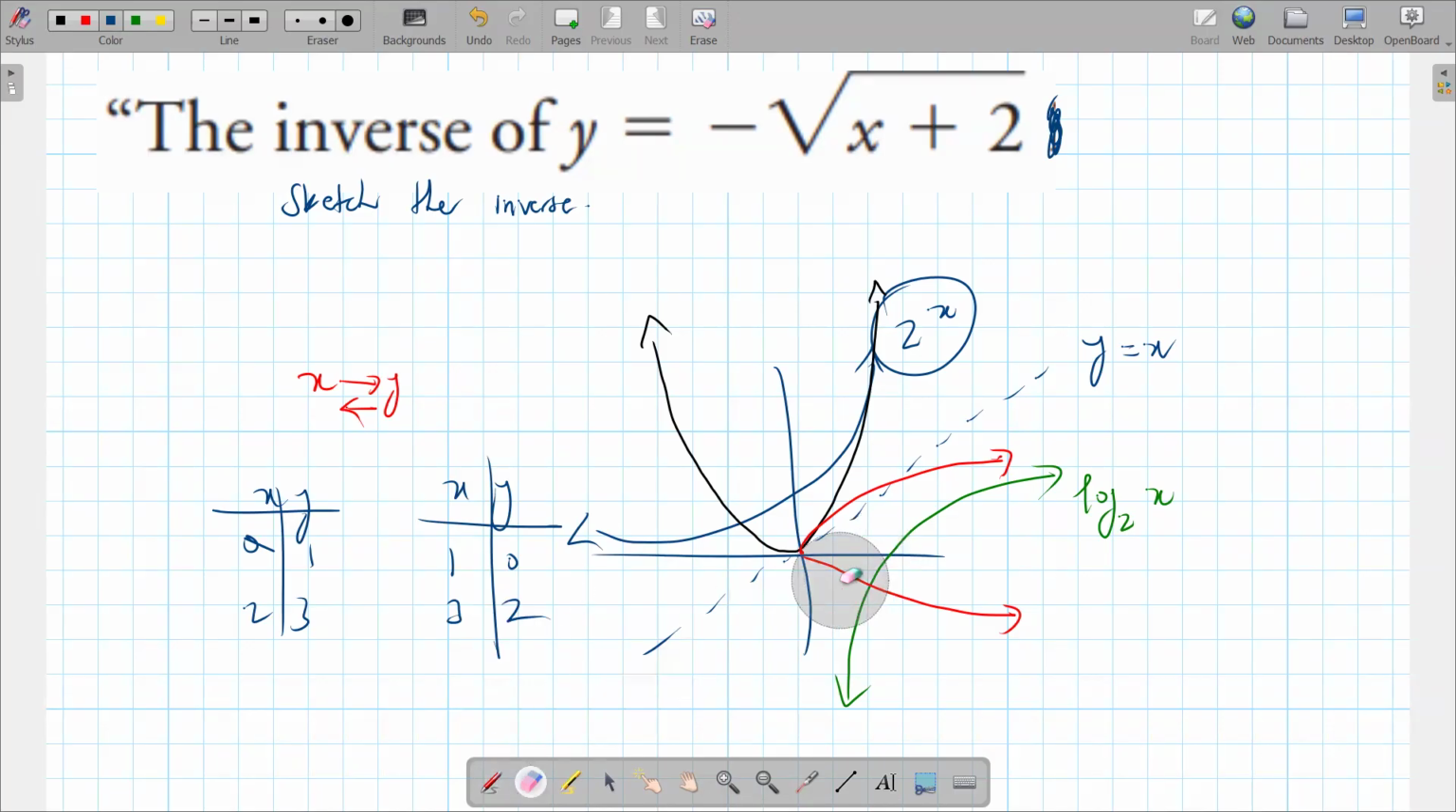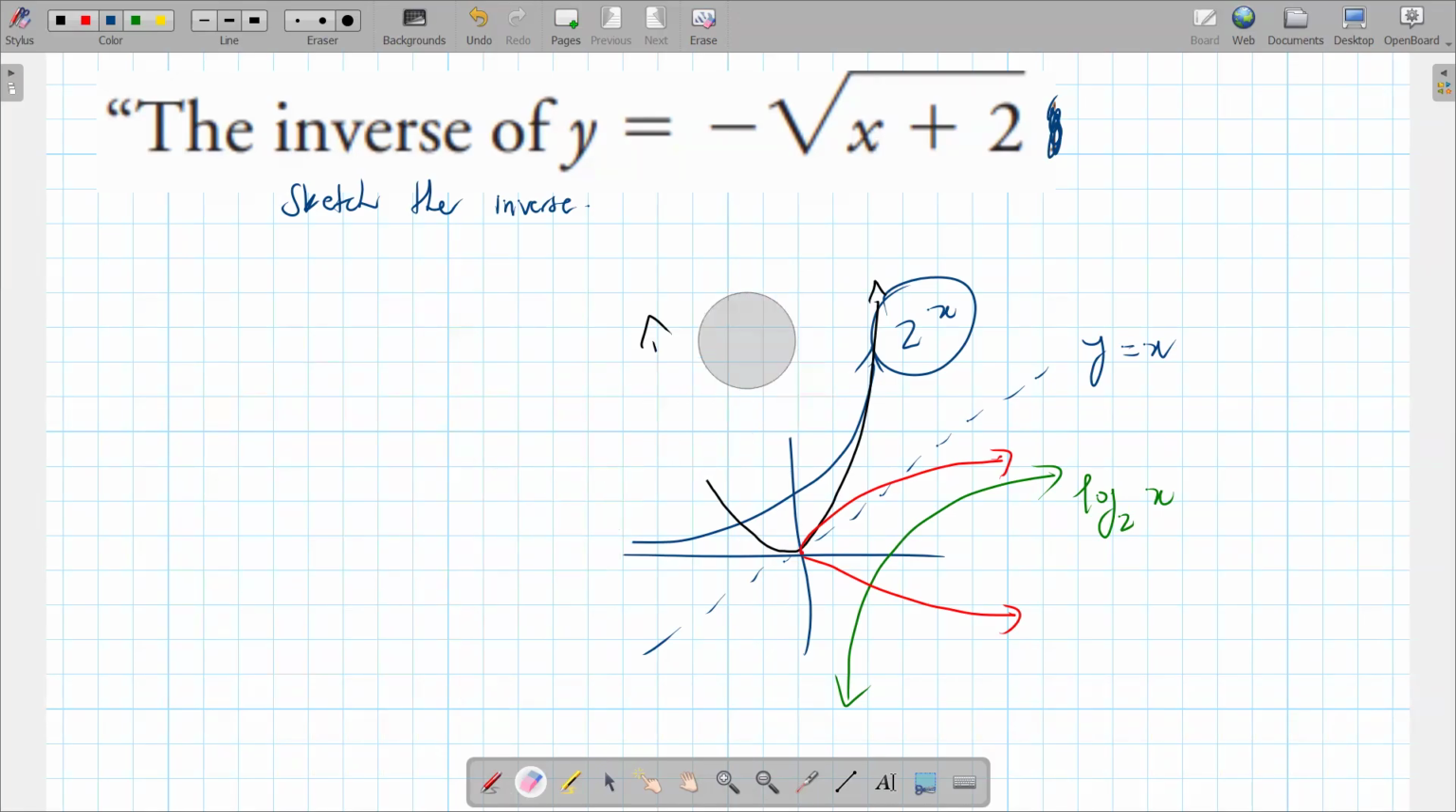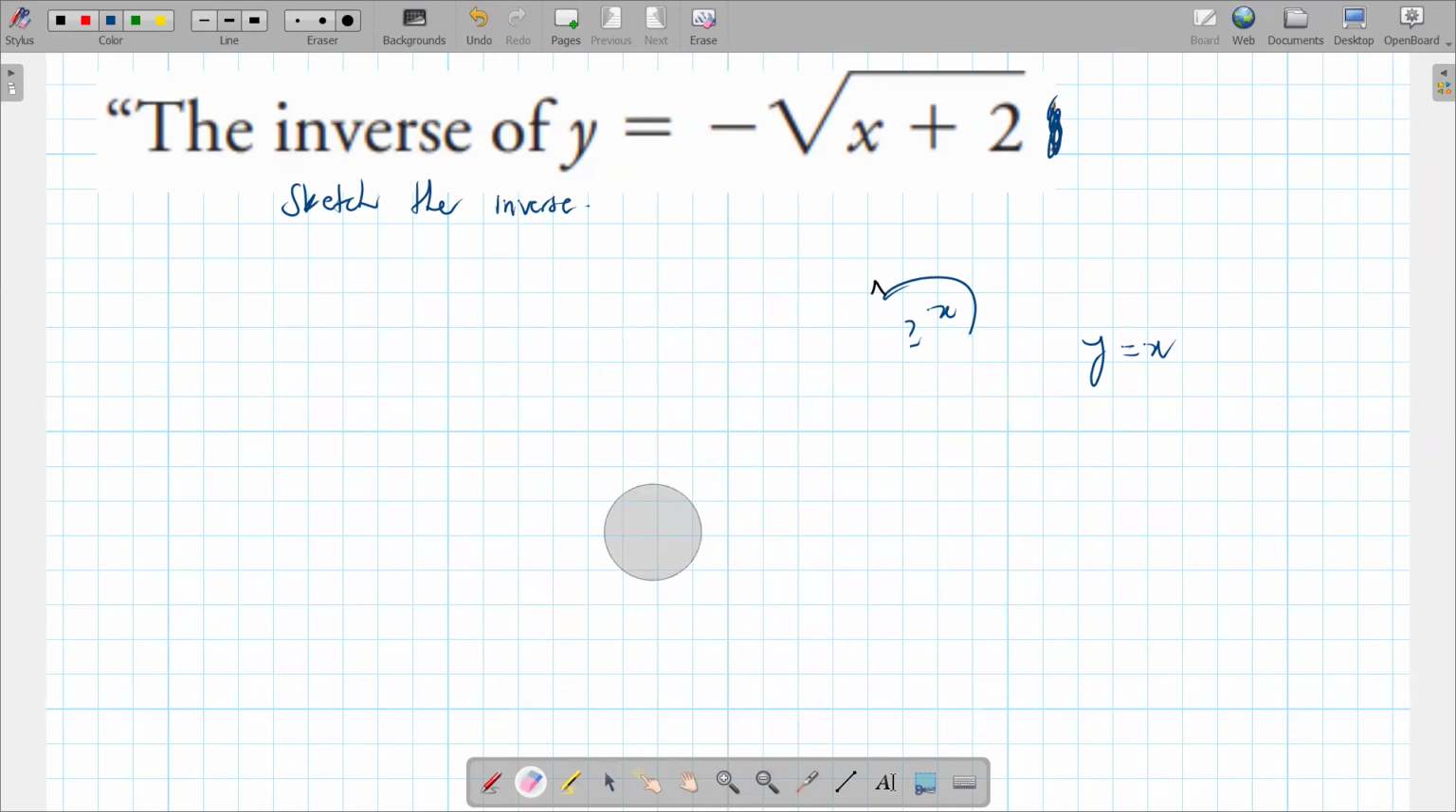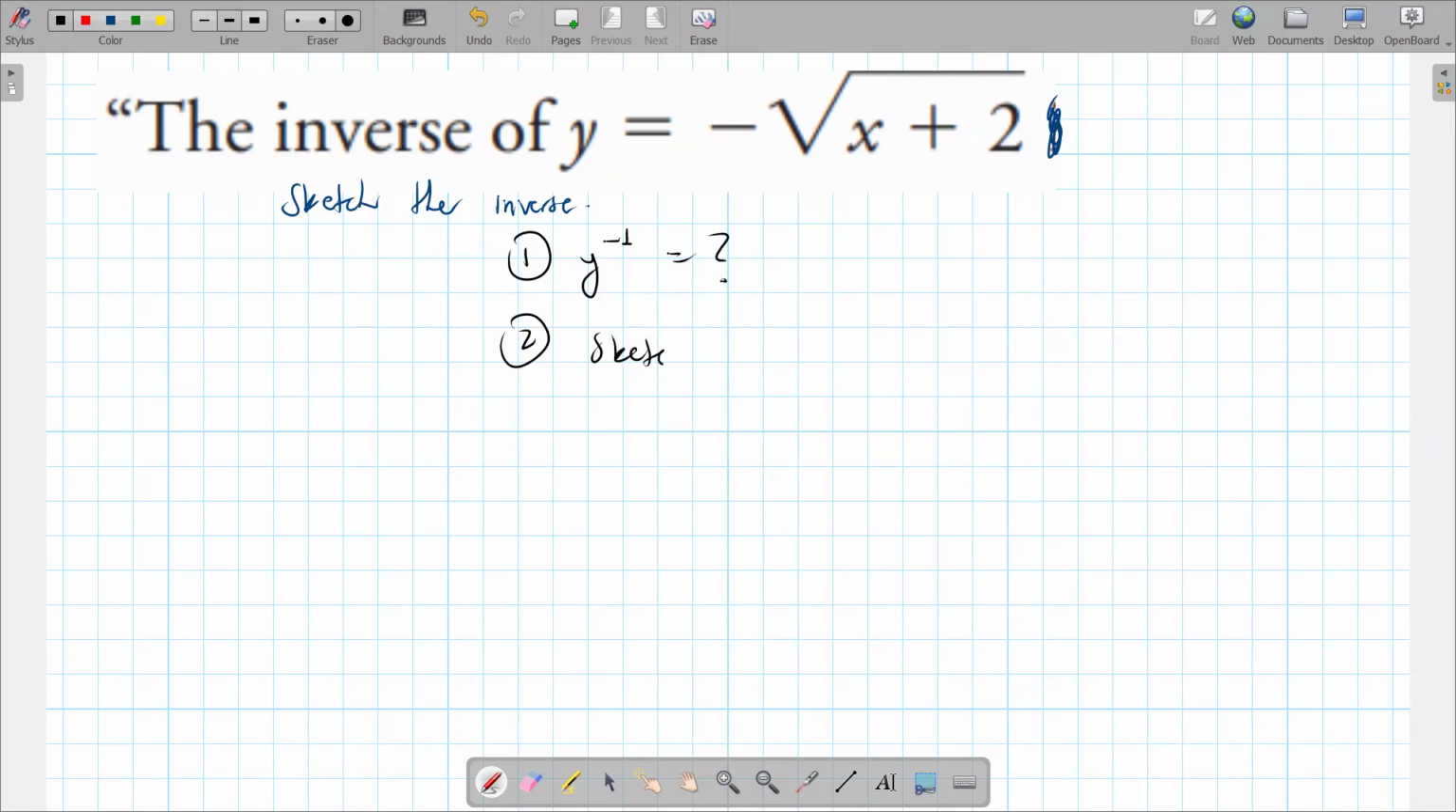Another approach to inverses is doing it algebraically. That is when x becomes y and y becomes x, and then you solve for the new y. We've done this before, but let me show you. We're given a root function. The question is now asking us to sketch the inverse of this function. There's multiple ways to do it. Let me do it in a way where I first find the equation. So what I'm going to do is find the equation for y inverse, and then we're going to sketch y inverse.